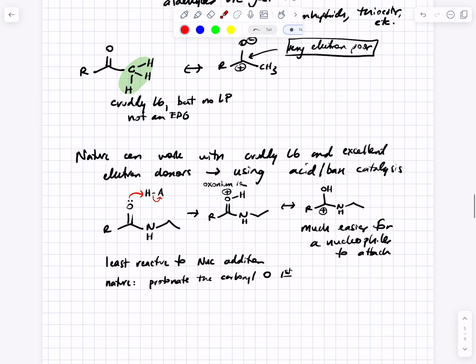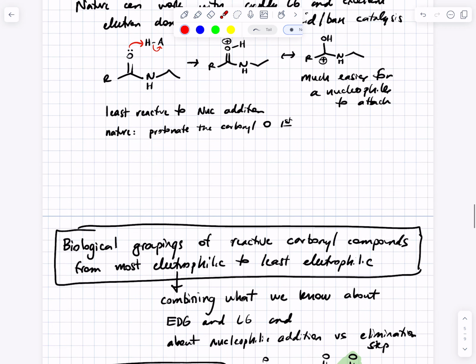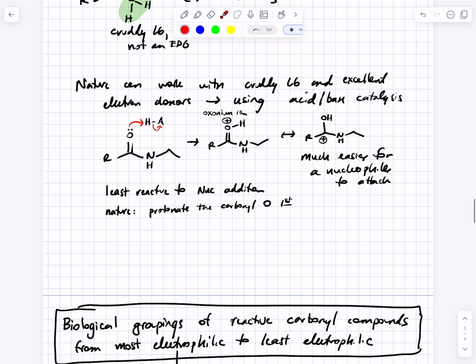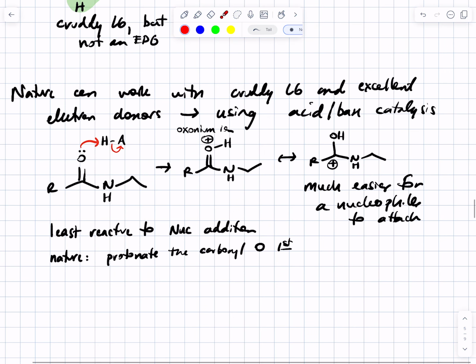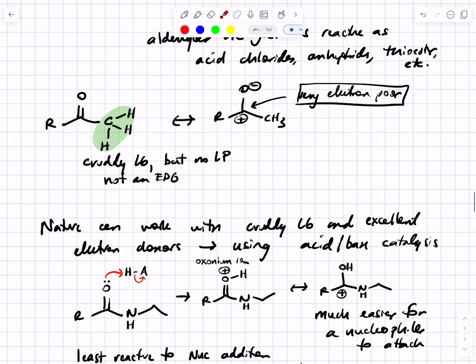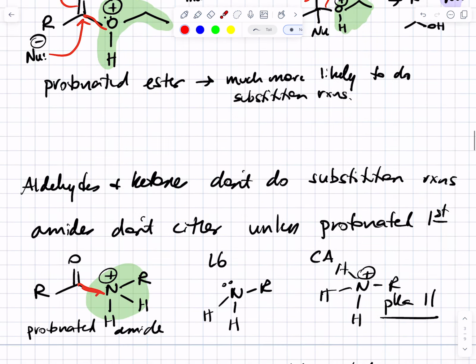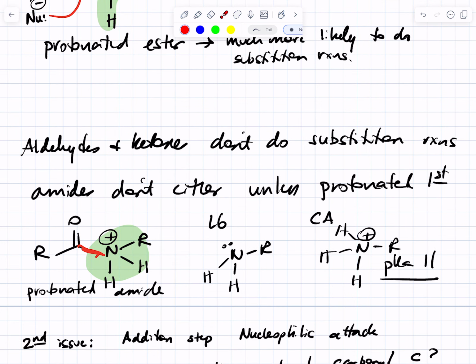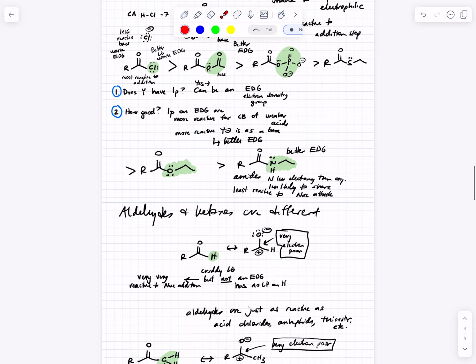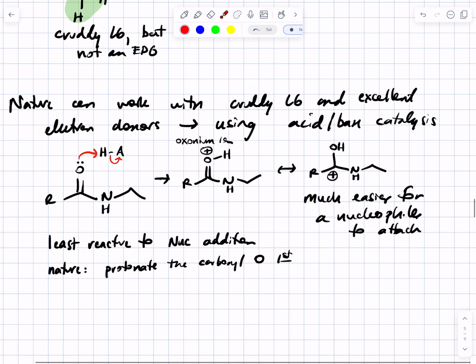Then the last thing we did was rank molecules. Oh, I guess we should mention this. Nature can work even with cruddy leaving groups and excellent electron donors using proton transfers. Just as we saw with the amide before, turning a bad leaving group into a decent leaving group by protonation. So you can turn a molecule that isn't very reactive to nucleophilic attack into one that is by protonating the carbonyl oxygen to get this oxonium ion, which actually has a full positive charge, mostly on the carbonyl carbon, and is much easier for a nucleophile to attack.